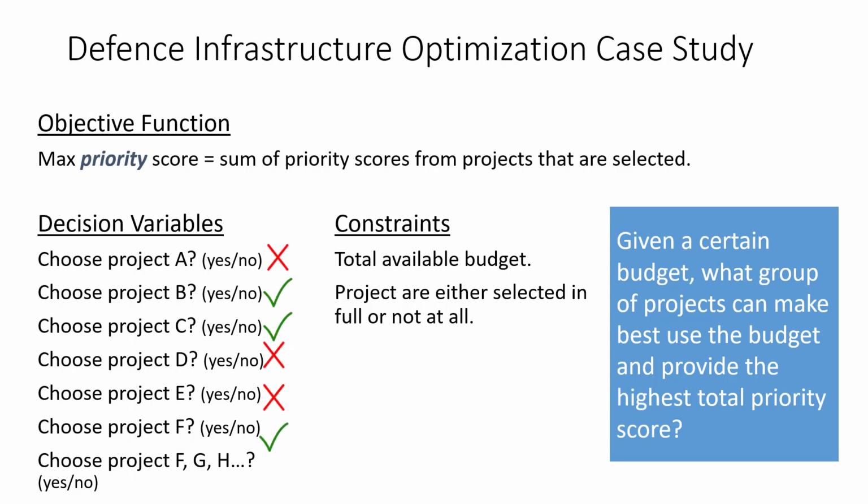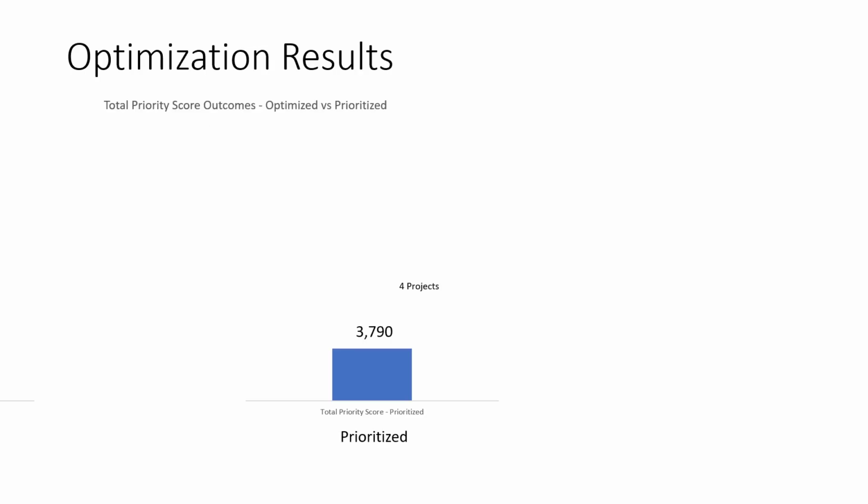What the model does is it goes through all of the decision variables and iterates different mixes of selected projects to figure out which one provides the maximum score for the budget. Now here are the results.